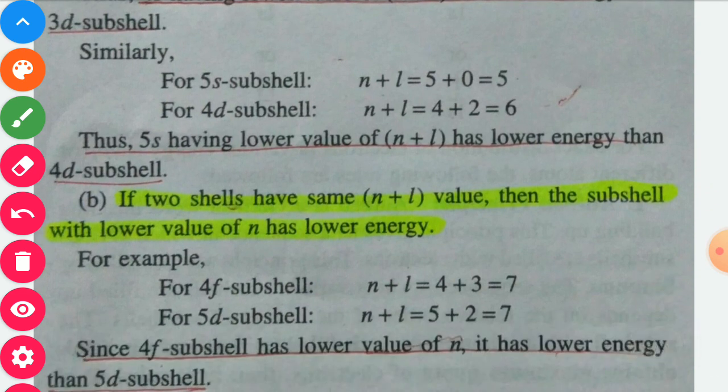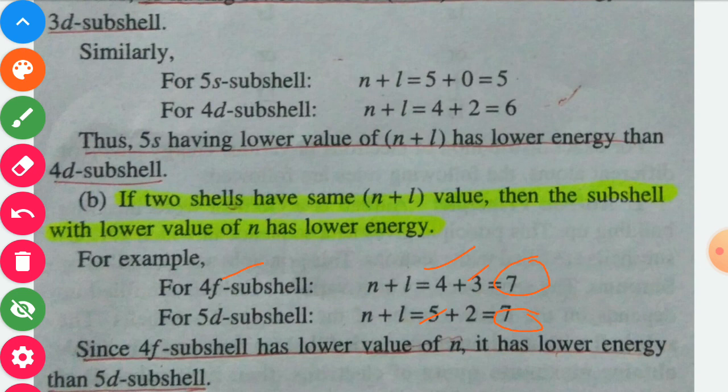If we calculate the n plus l value, in the case of 4f, n, that is the principal quantum number, is 4, and l value related to the f subshell is found to be 3. So 4 plus 3 is equal to 7. So n plus l value is 7 in the case of 4f. Now in the case of 5d, n value is 5 and since it is a d subshell, l value is 2. So 5 plus 2 is equal to 7. So in this situation, both subshells, 4f and 5d, have the same value of n plus l.